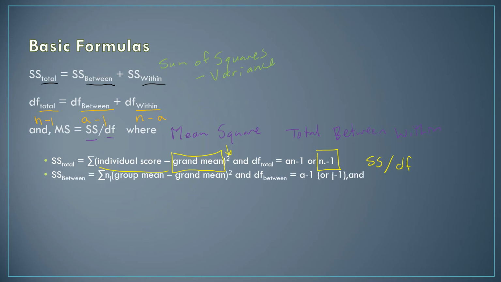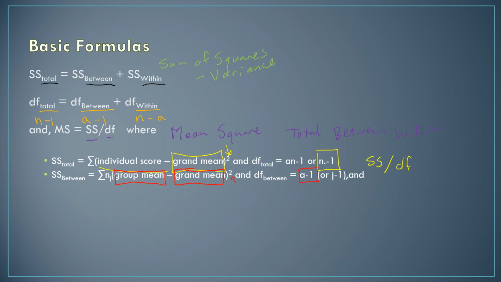Then for between, we are now looking at each of the group means, because for between, we're really looking at the differences of variance between the different groups. So you're comparing each group mean to the grand mean of the whole group, and we have our square value here for our sum of squares. And then for our degrees of freedom for between, we are looking at the number of groups minus 1.